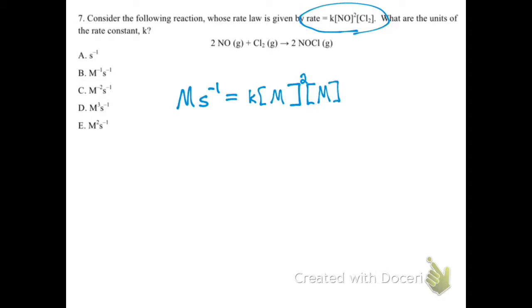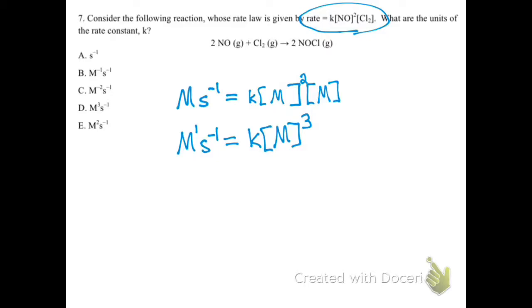Okay, so now let's simplify this a little bit. Molarity squared times molarity is equal to molarity cubed. So we end up getting k times molarity to the third is equal to molarity times seconds to the negative 1. And remember, since this is just regular molarity, we can also call this molarity to the first.